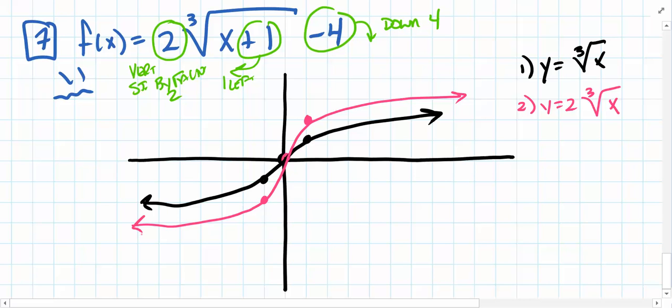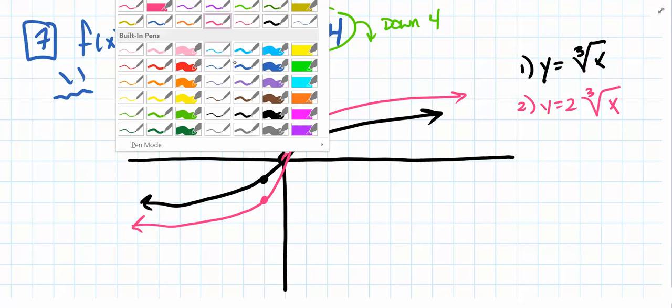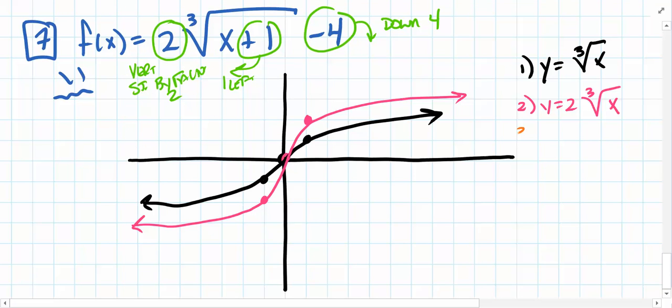I'll go to orange now. And then I'm going to graph y equals 2 times the cube root of x plus 1. All right, so what's that going to do? 1 to the left. You got it. 1 to the left, 1 to the left, 1 to the left. And it would look very similar to my pink one, except this is moved 1 to the left. But very similar in shape.